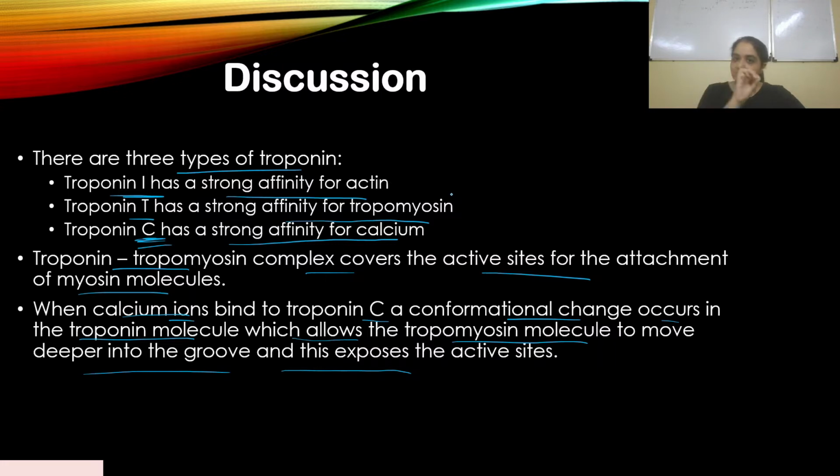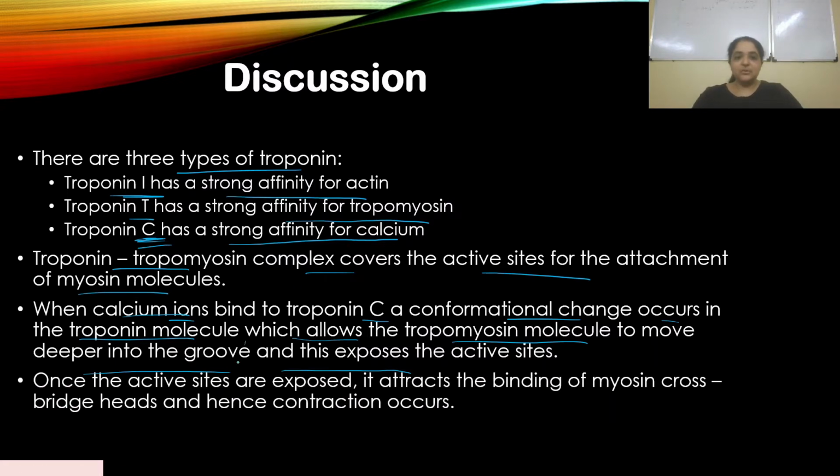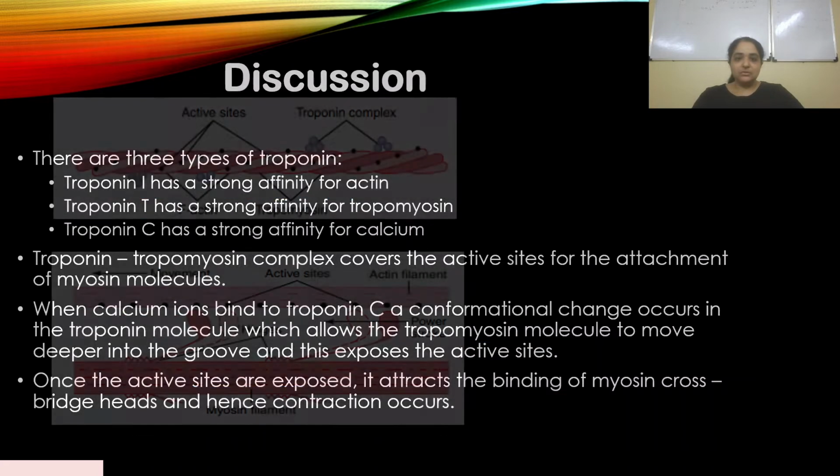The active sites are present on the actin and tropomyosin. So when calcium ions bind to troponin C, the tropomyosin is able to change its structure in such a way that the active sites get exposed. Once the active sites are exposed, it attracts the binding of myosin cross bridge heads, and hence contraction occurs. So when the active sites are available for attachment, the myosin heads then attach to those active sites. I'll show you a diagram so you will be able to understand.